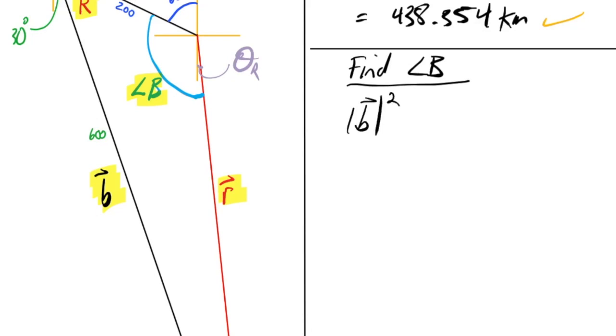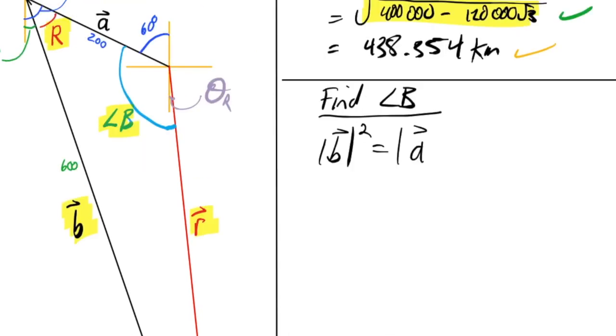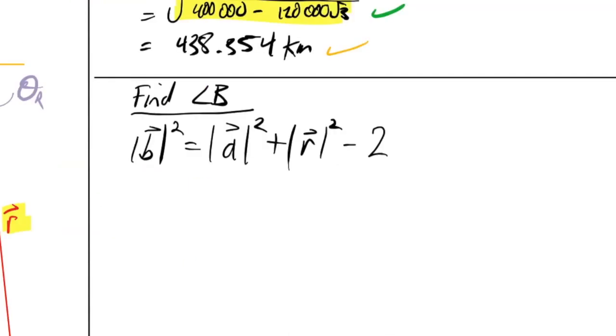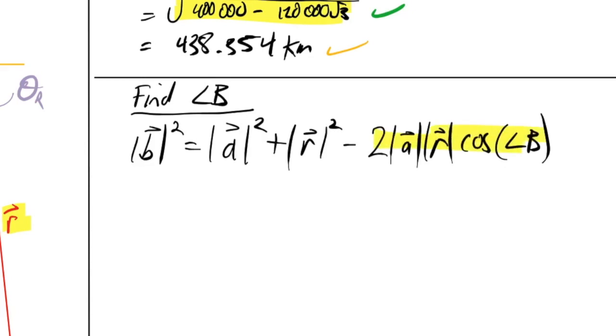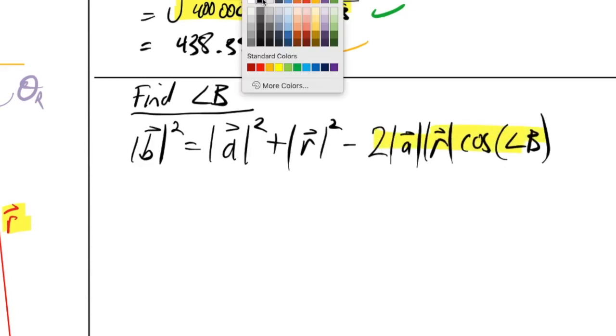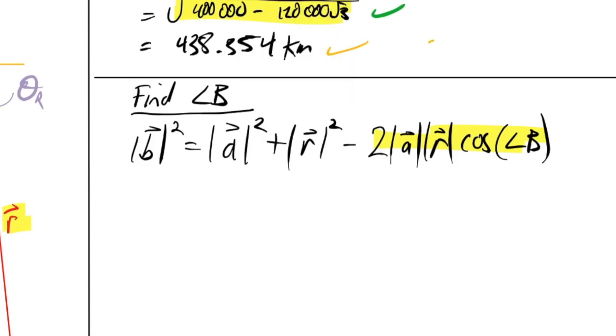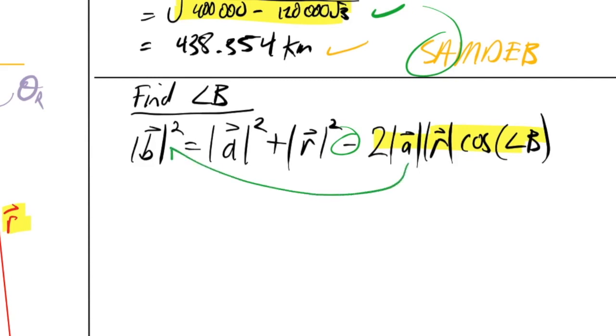Okay, anyway, magnitude of B squared is equal to the magnitude of A squared plus magnitude of R squared minus 2AR cos of angle B. All right, so again, this is our term of concern. So I want to isolate that, and that's good old BEDMAS in reverse. So that's a little bit of SAMDEB action. So the first thing we have to do is the subtraction addition. So this term, I want by itself. So I'm going to bring this term to this side, and I'm going to bring that term over to this side. And we're going to be doing that through addition and subtraction.